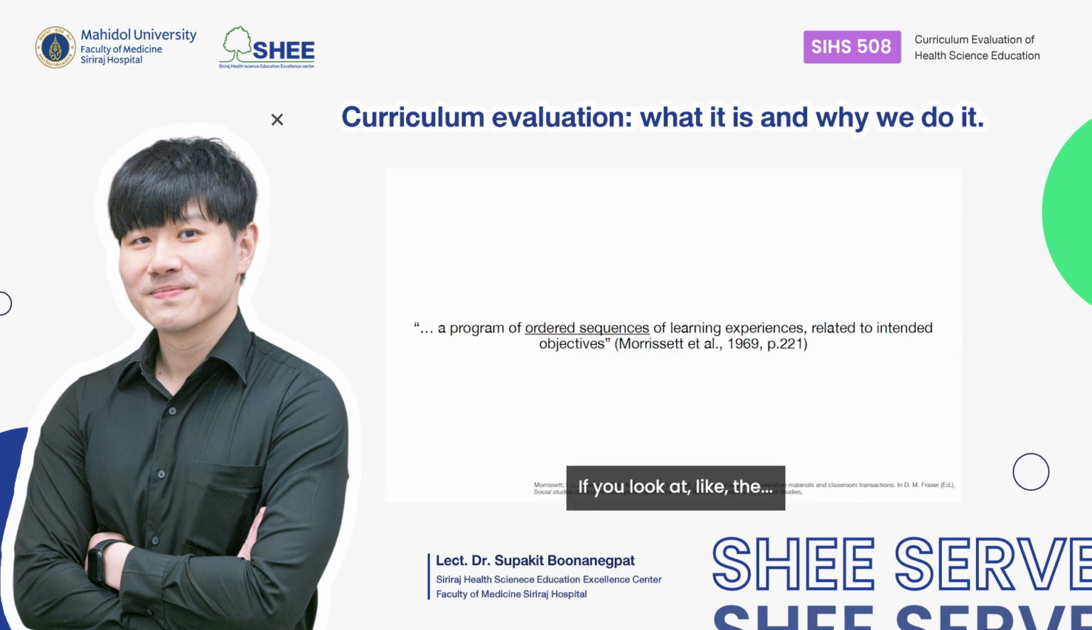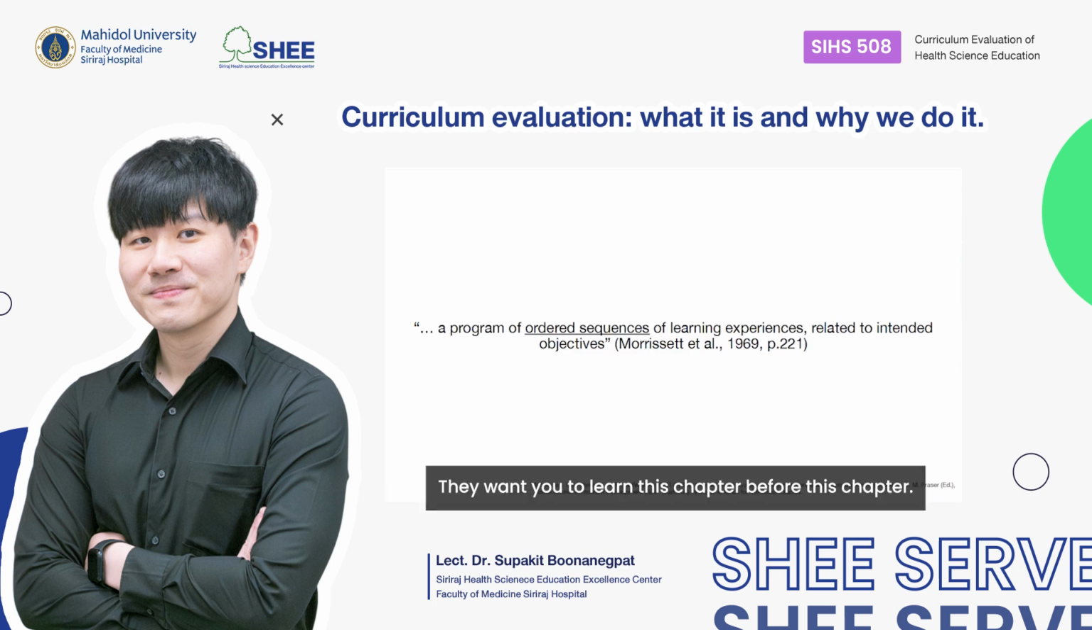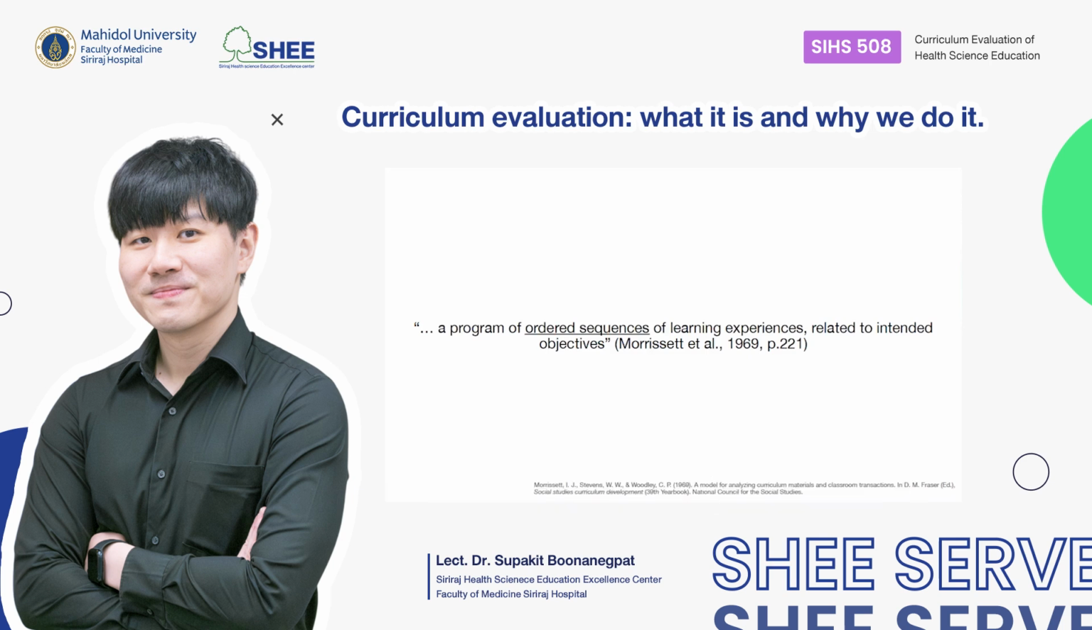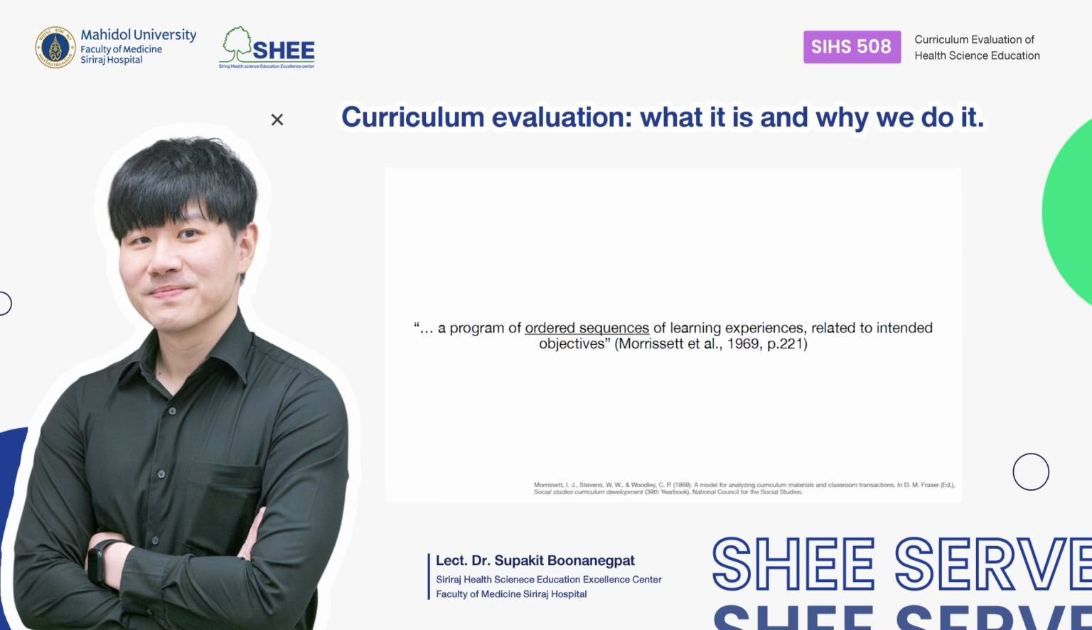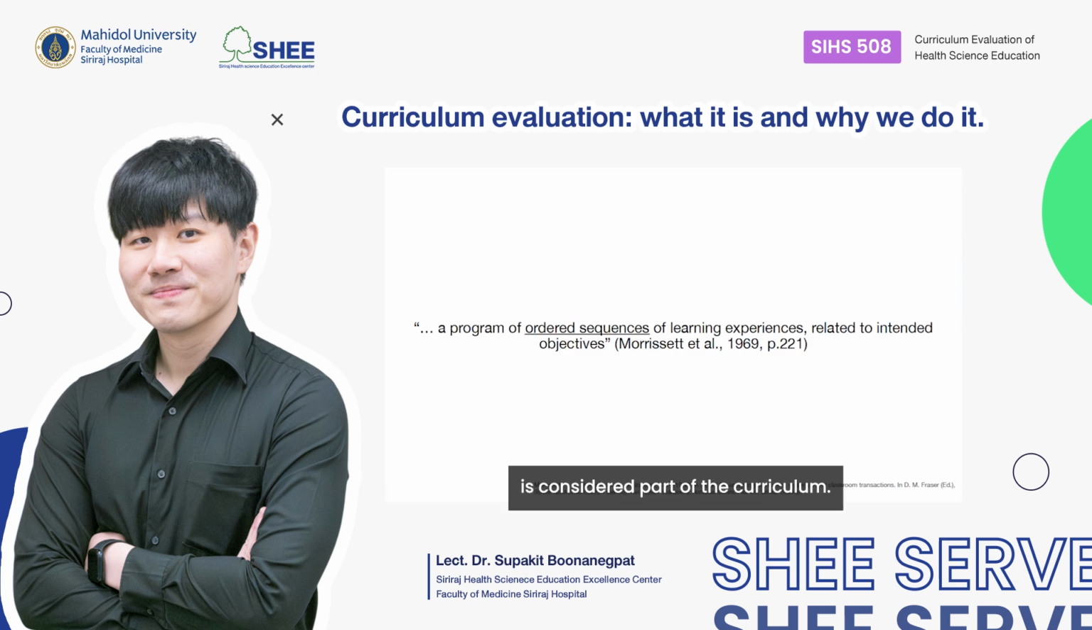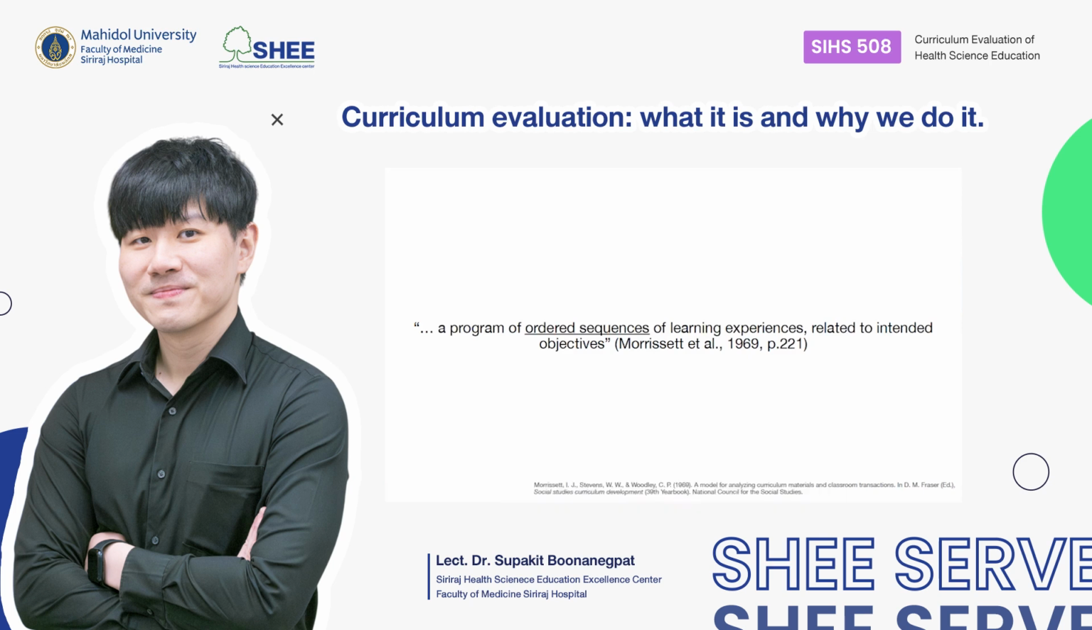If you look at the syllabus of a book, right? You can say that they want you to learn this chapter before that chapter, so it's ordered. So you can say that a book is some sort of curriculum, right? So if we say that, it means that anything from a book to a curriculum for a bachelor degree or PhD degree, anything between that is considered part of the curriculum, right?